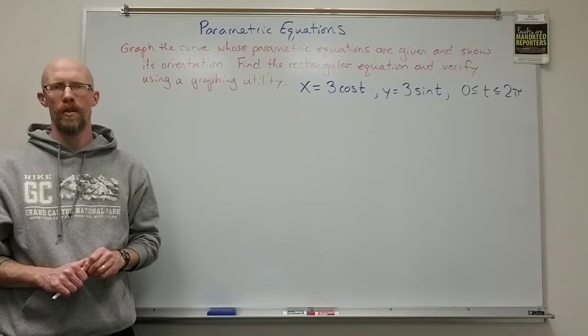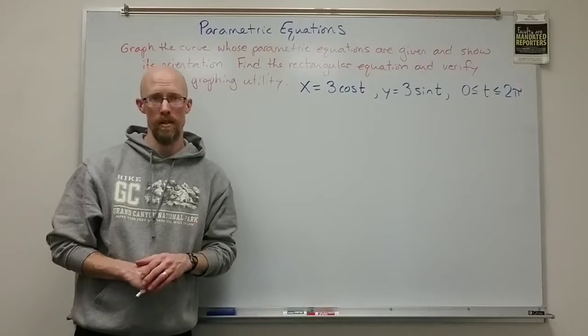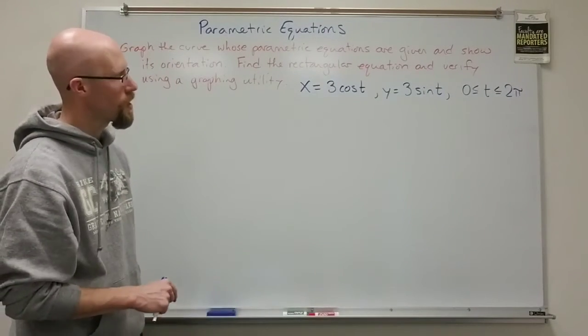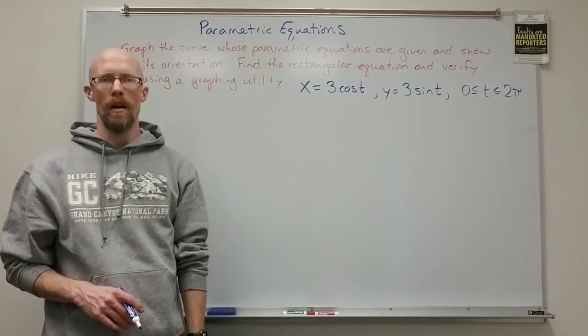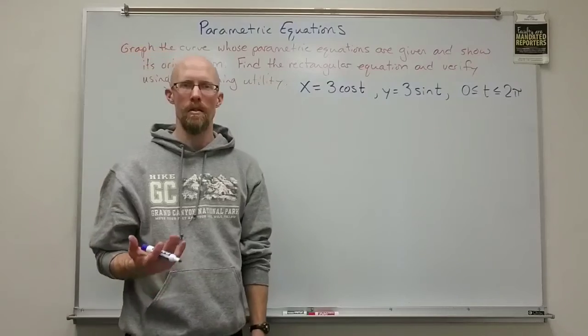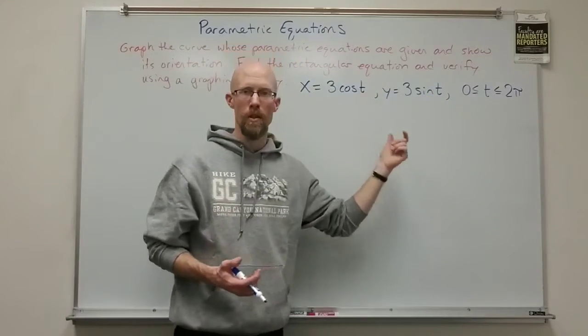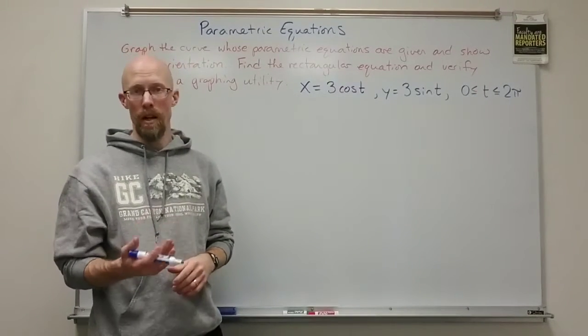Right, this next parametric equation example deals with trig functions. Here I've got x equals 3 cosine t, y equals 3 sine t, and my t values range from 0 to 2 pi. Just some ideas here to lay down a foundation. The t values, because they are the inputs of trig functions, actually represent angles in this case, which is a nice way to represent this.